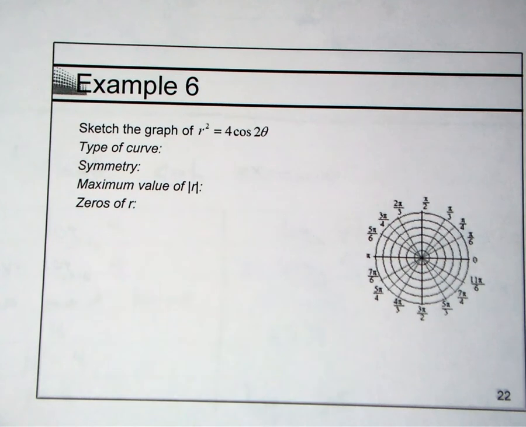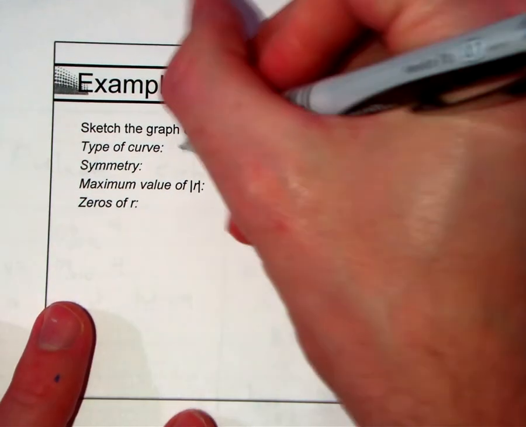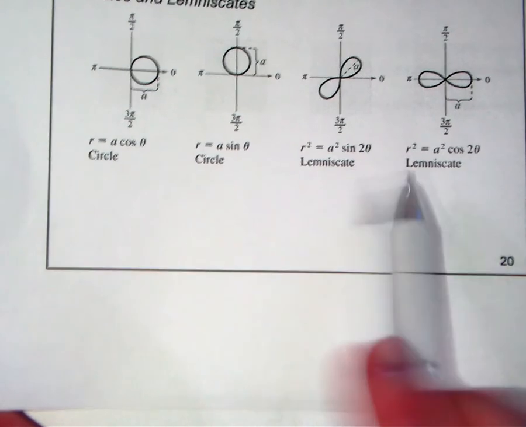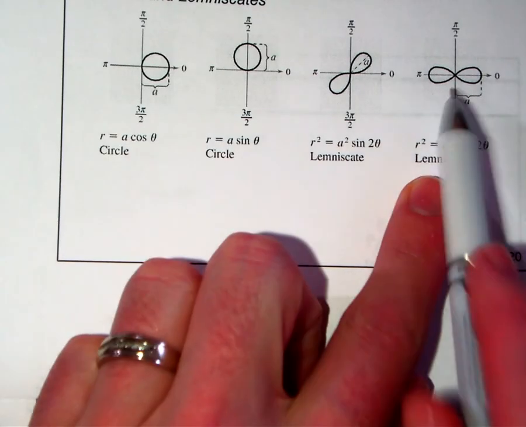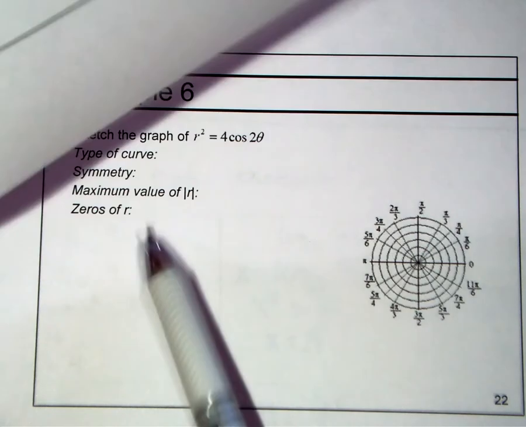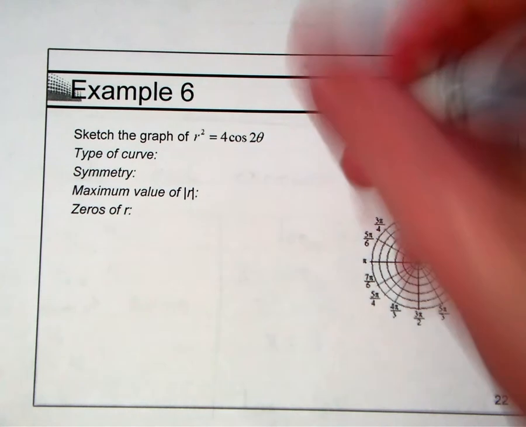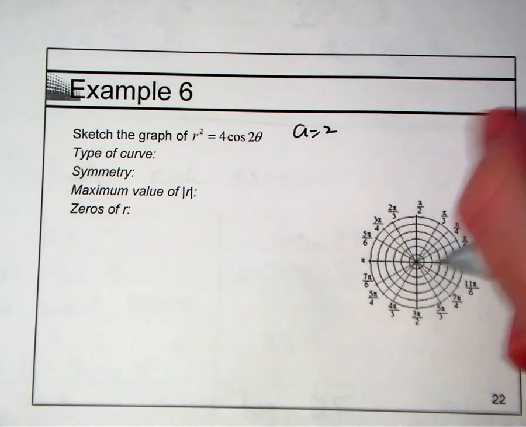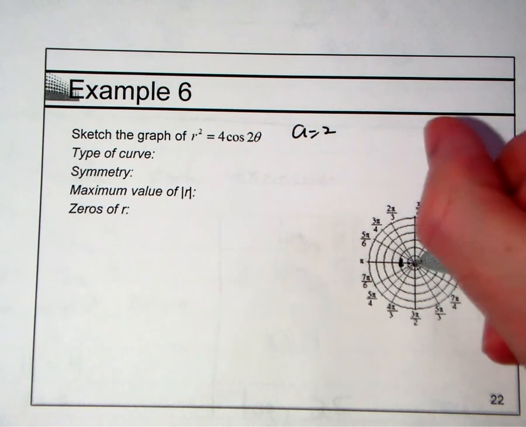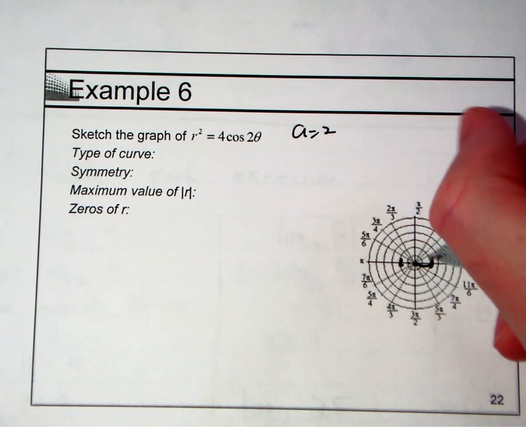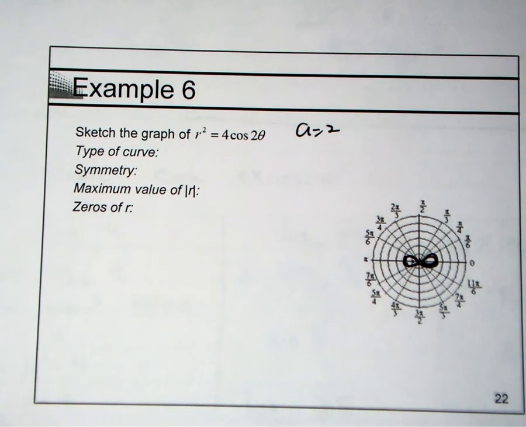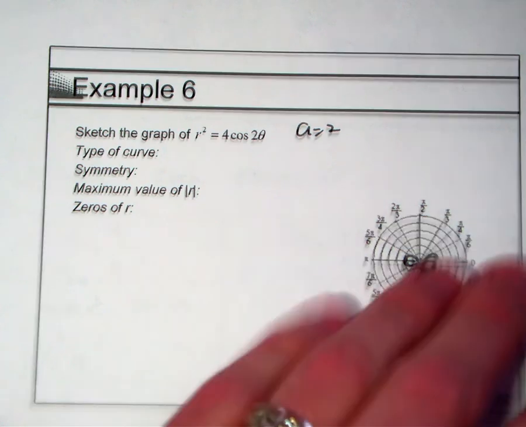We have r squared equals 4 cosine 2 theta. The r squared is going to be a huge indicator that it might be a lemniscate. We're looking at a cosine one, so it's going to be side to side, not the tipped one. A squared is 4, so my a is a 2. So we're just going to go 1, 2, 0, 1, 2, and it's just going to keep looping like that.